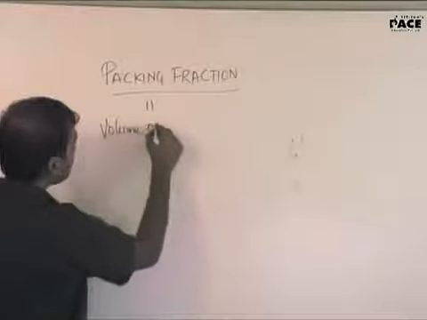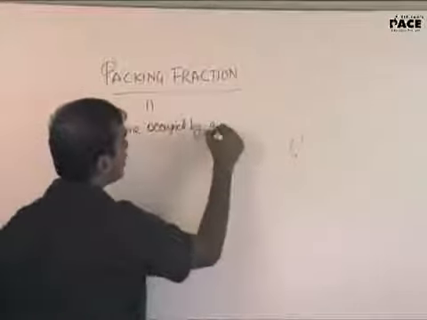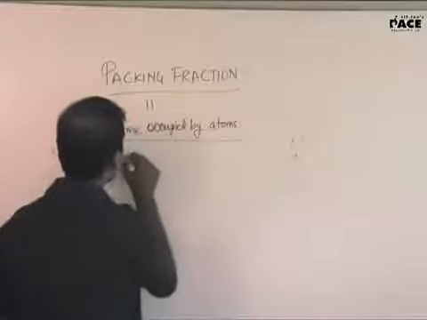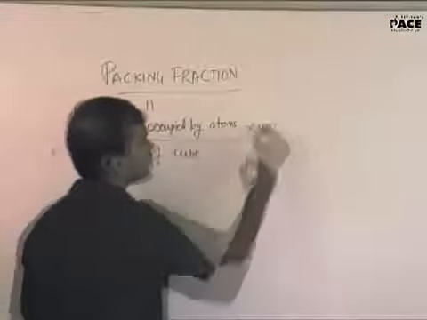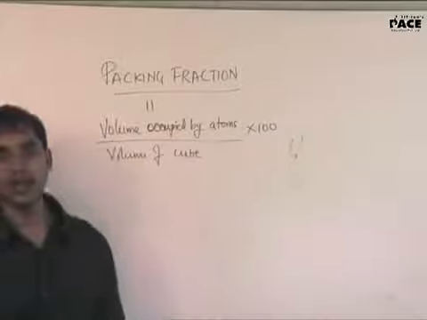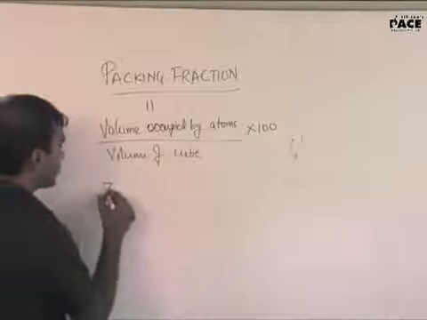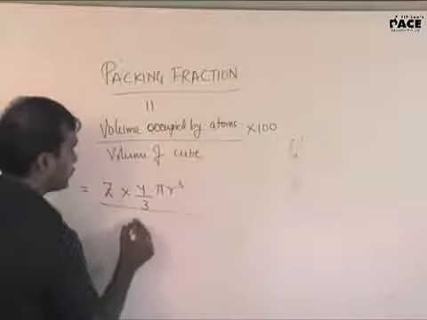Volume occupied by atoms divided by volume of cube into 100. Clear? So if I say there are Z number of atoms, what will be the volume of each? What is the volume of cube?